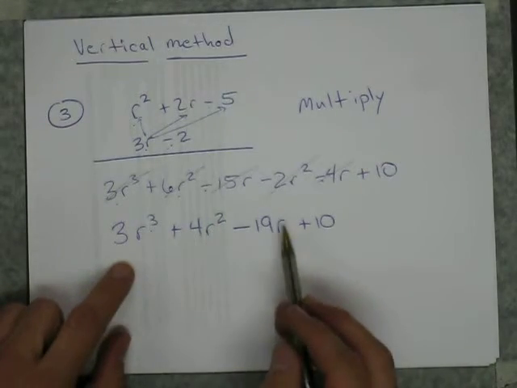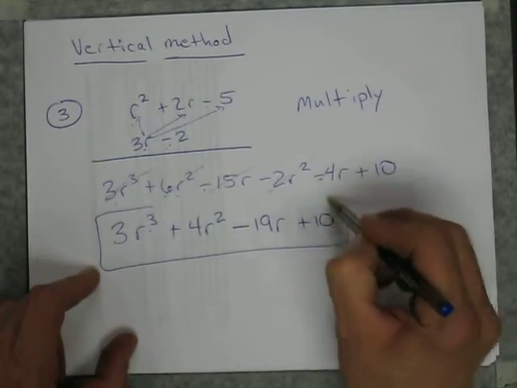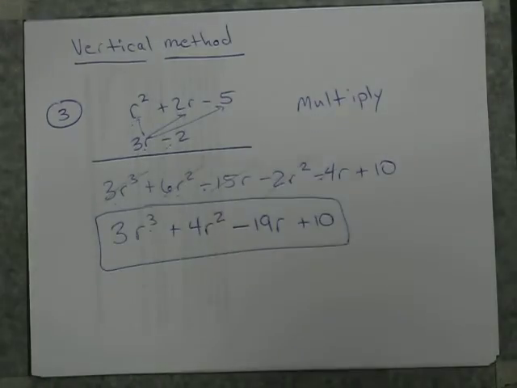R cubed, r squared, r, no r's. You're done with that one. That's the vertical form. We don't show that very often.